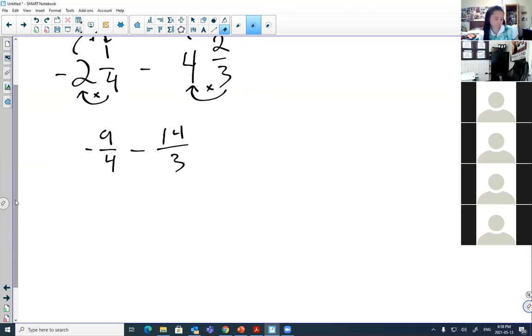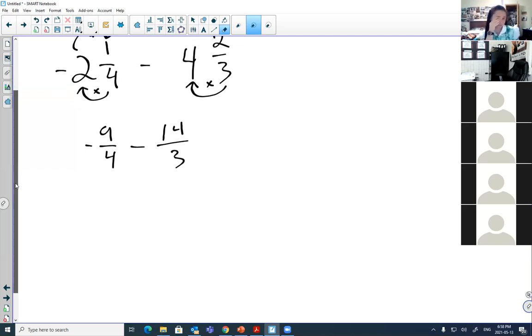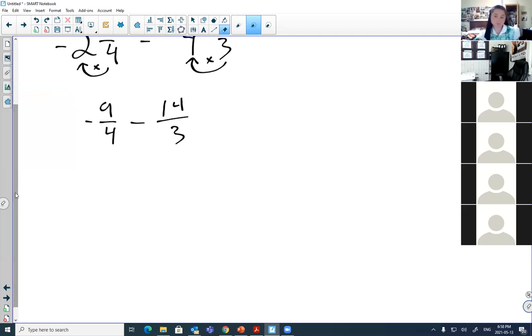So far, so good? Now, what's my common denominator? 12. So I need to take the first one, this one right here, and multiply both the top and the bottom by 3. Is that correct? Yeah. And I have to take the second one and multiply both the numerator and denominator by 4.